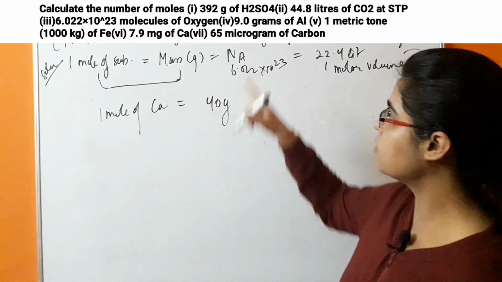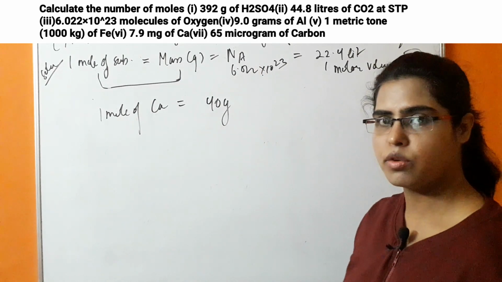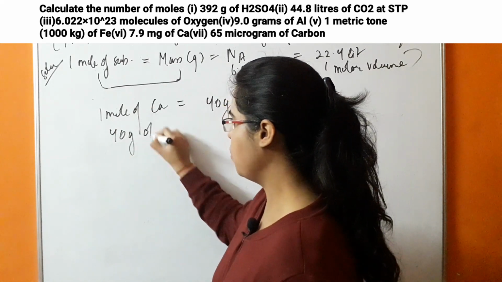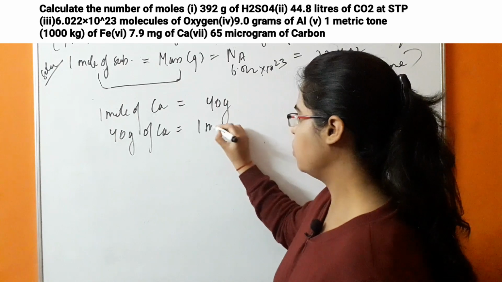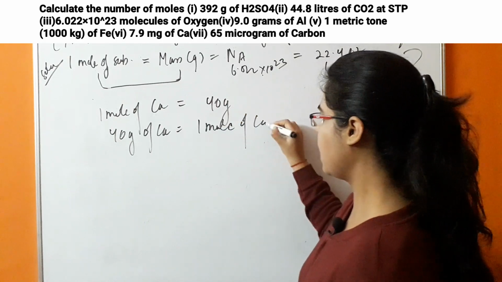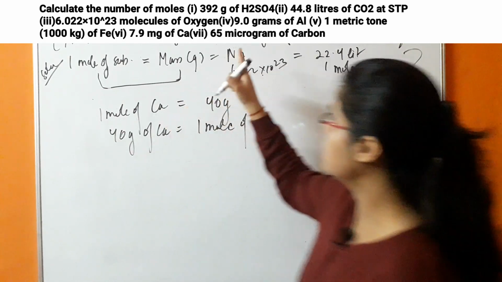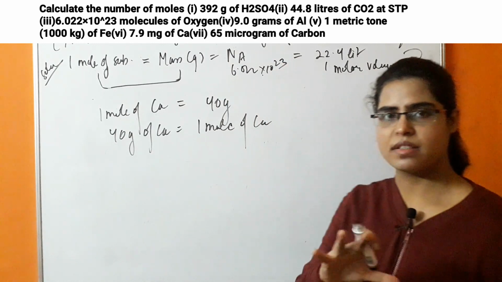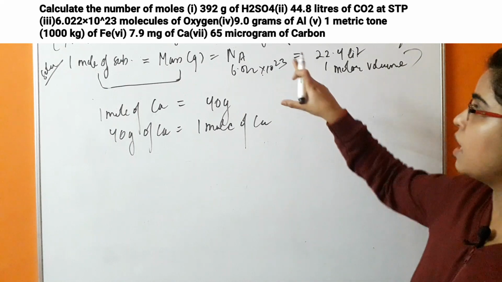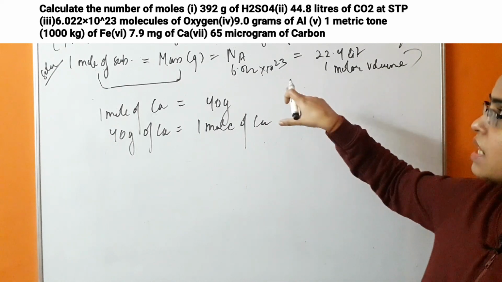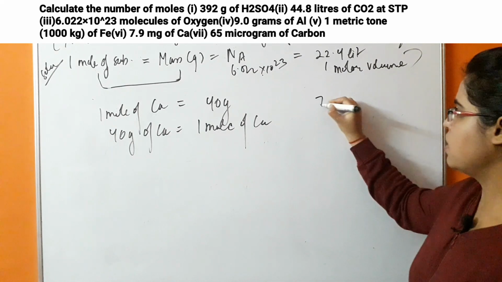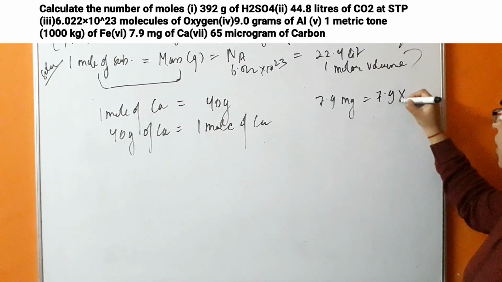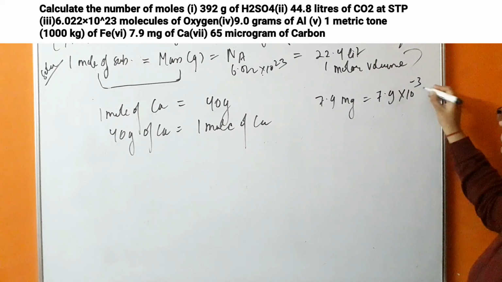So in this, what is given? Mass is given. We have to find out moles. So we have to reverse the condition. 40 gram of calcium is equal to 1 mole of calcium. The mass is in 7.9 milligram, and we know that in the mole concept mass is represented in grams. So we have to convert 7.9 milligram into gram. So 7.9 milligram is equal to 7.9 into 10 to the power minus 3 gram.